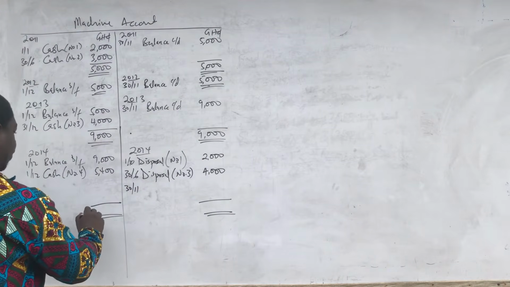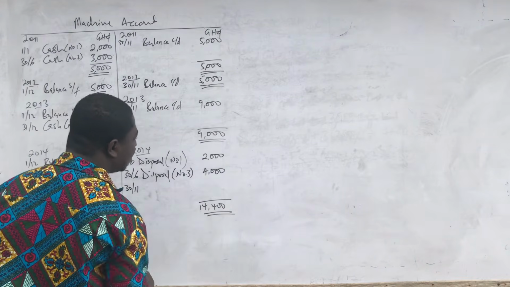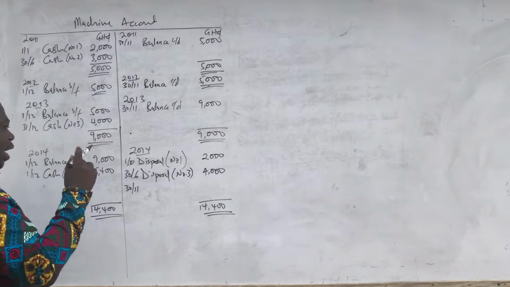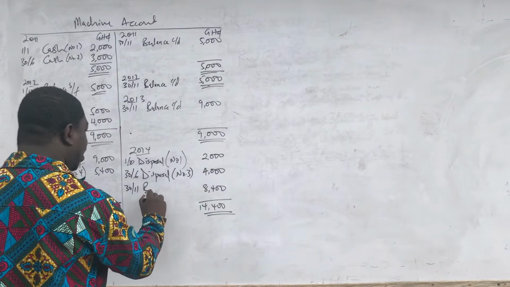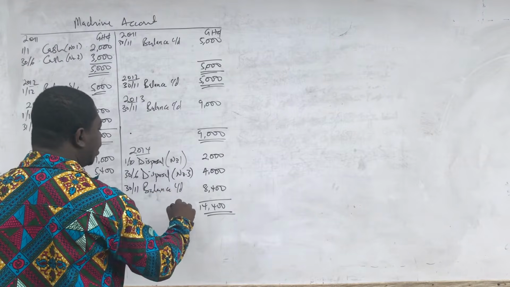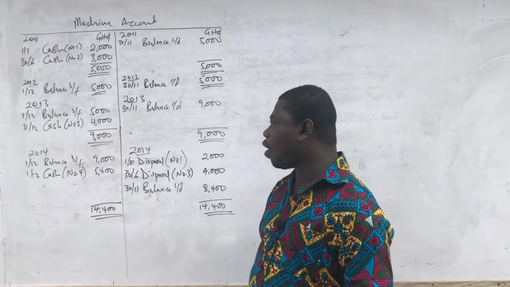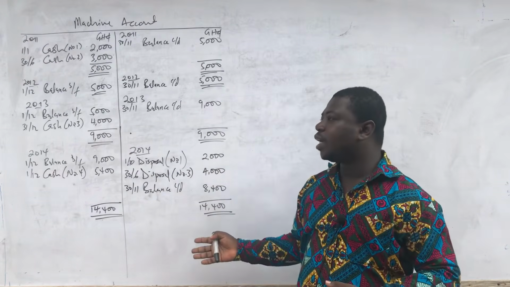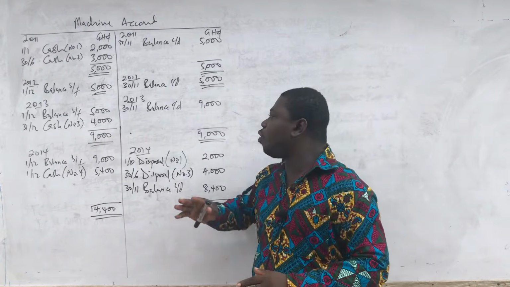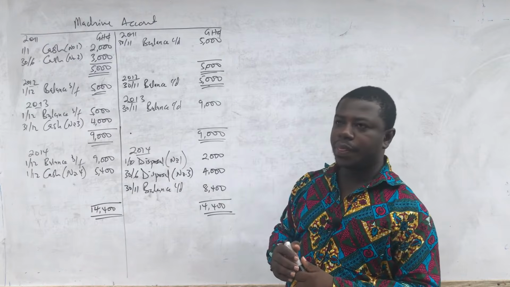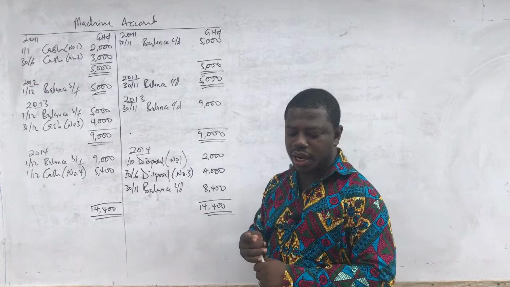So the total will be 14,400 for both sides. And that is going to give us a difference of 8,400, which is going to be our balance carried down for the 2014 financial year, 8,400. And so, ladies and gentlemen, this is how our machine account is going to look like. So from here, we can proceed to prepare the provision for depreciation account and the asset disposal account.